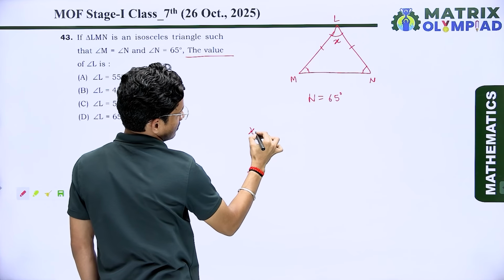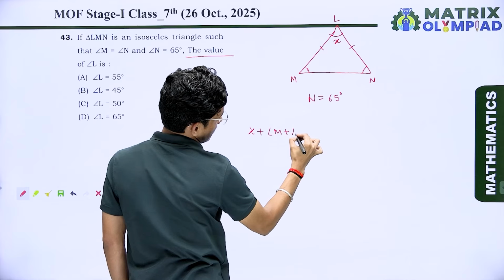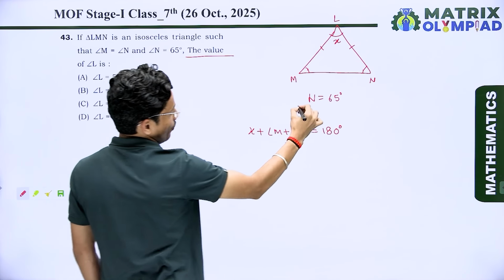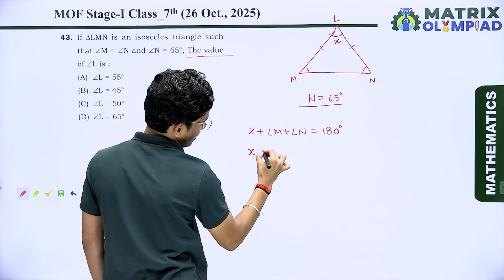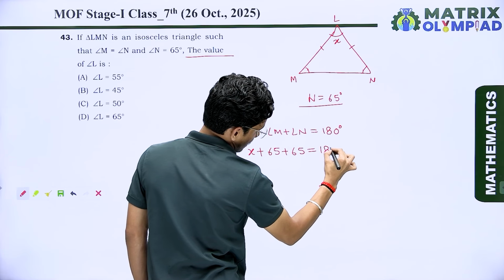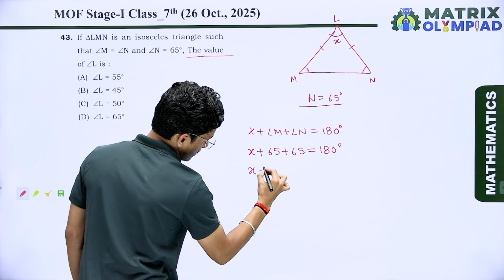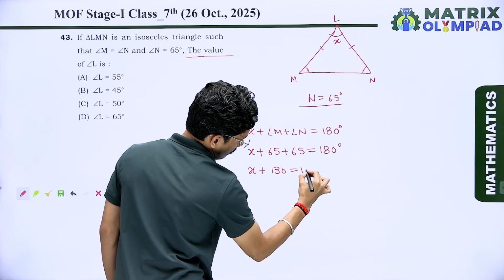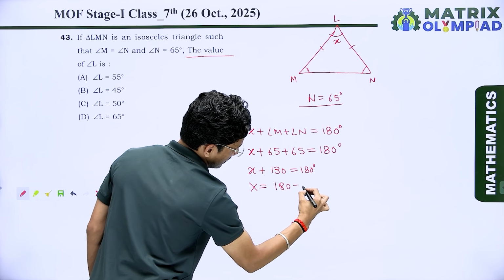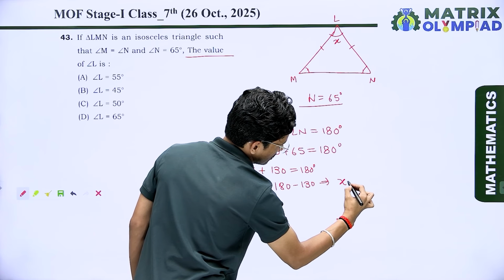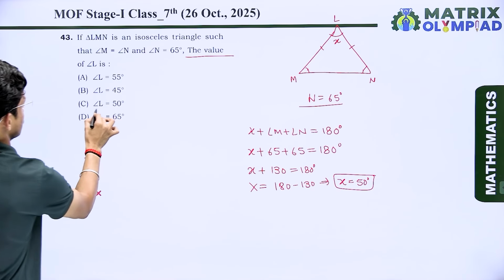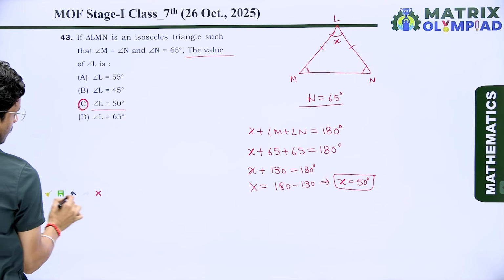So I can write here X plus angle M plus angle N is equal to the sum of interior angles, that is 180 degree, and the value of M and N is equal to 65. So X plus 65 plus 65 is equal to 180. So here I can write x plus 130 is equal to 180. So the value of x here we get, that is 180 minus 130. So I can write here the value of x is equal to 50 degree. So here 50, it means option number C is the correct answer.